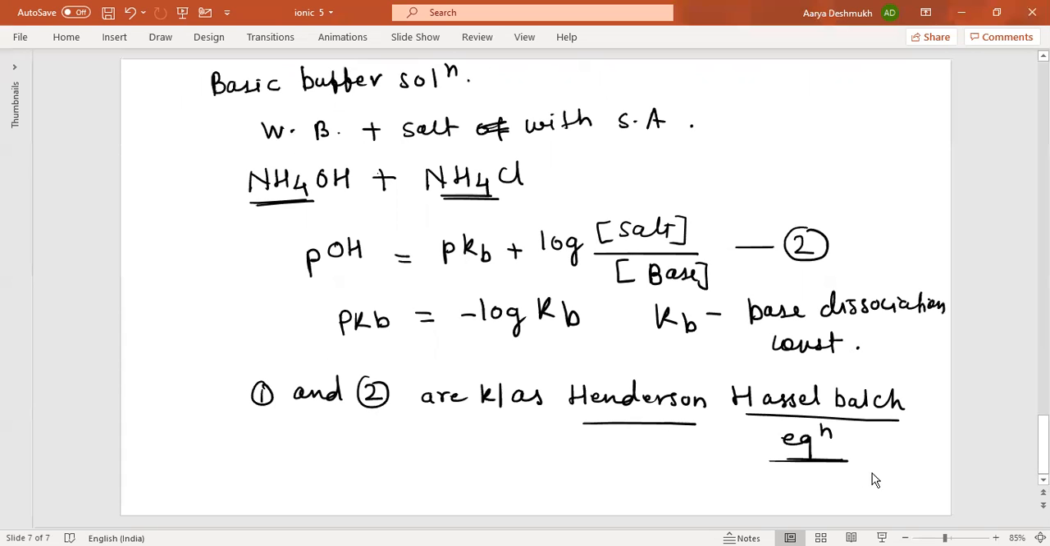Now this is about the acidic buffer and basic buffer, and what happens when the salts of weak acid and weak base form, how does it affect the pH of the solution? There are three situations: Ka is greater than Kb, Ka is less than Kb, and Ka equals Kb.